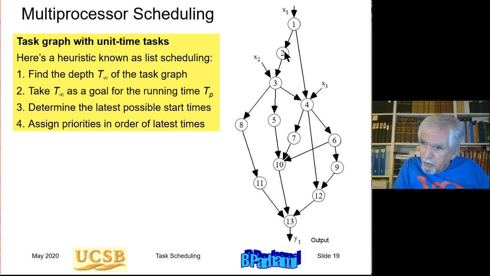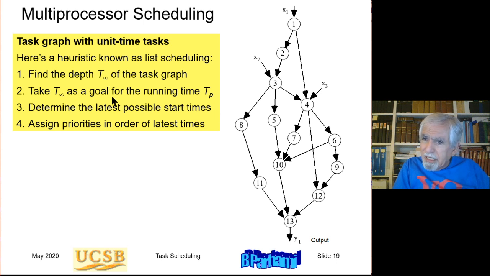Another one, they have to be done in order. 2 time units, 3 time units, 4 time units, 5 time units, 6 time units, 7 time units, 8 time units. Okay, so I take that, which is called T infinity, or the depth of the graph. That's basically how much time I need if I have an infinite number of processors, no limitation in the number of processors. I would still need 8 time units. So T infinity is 8.